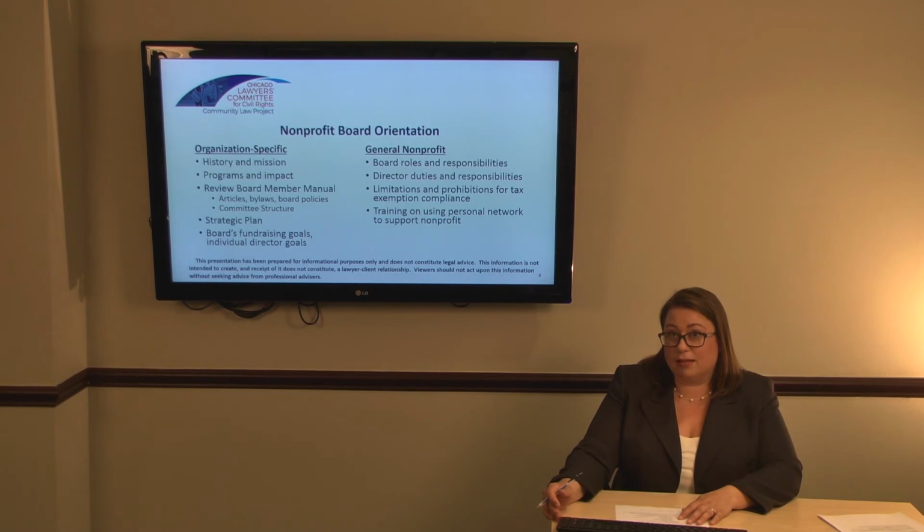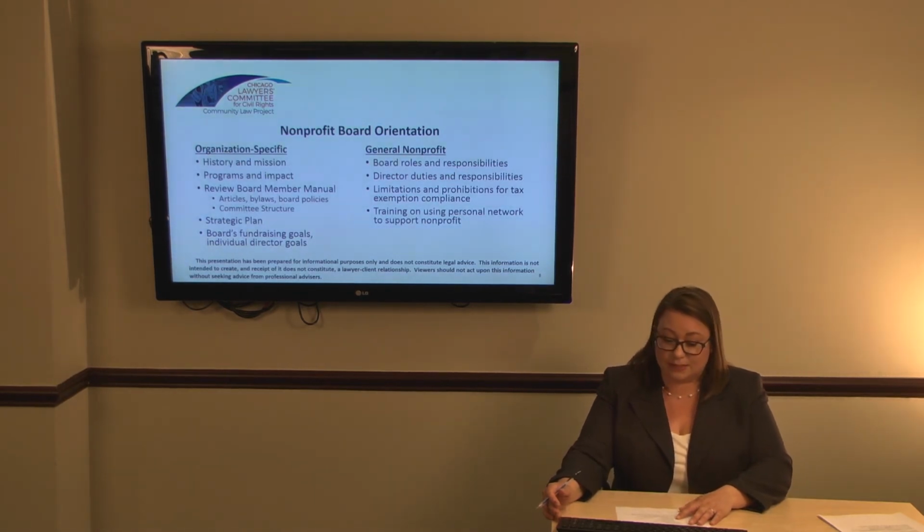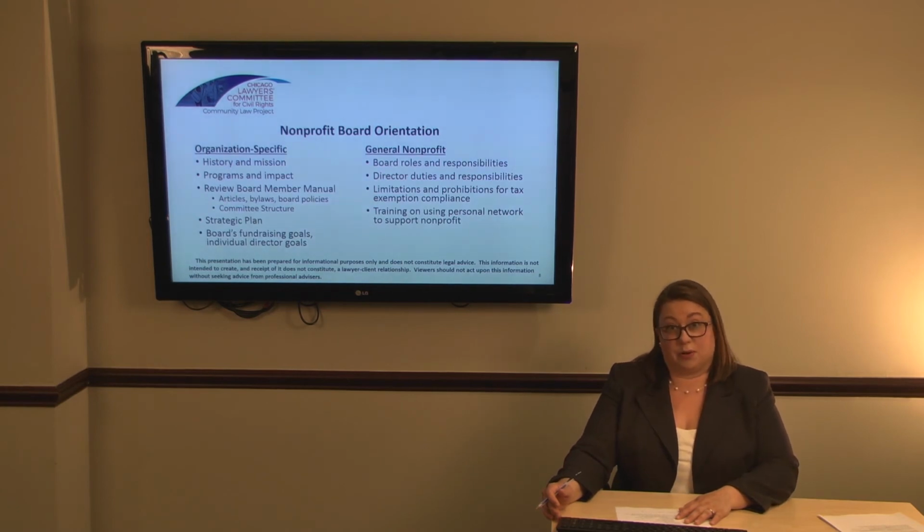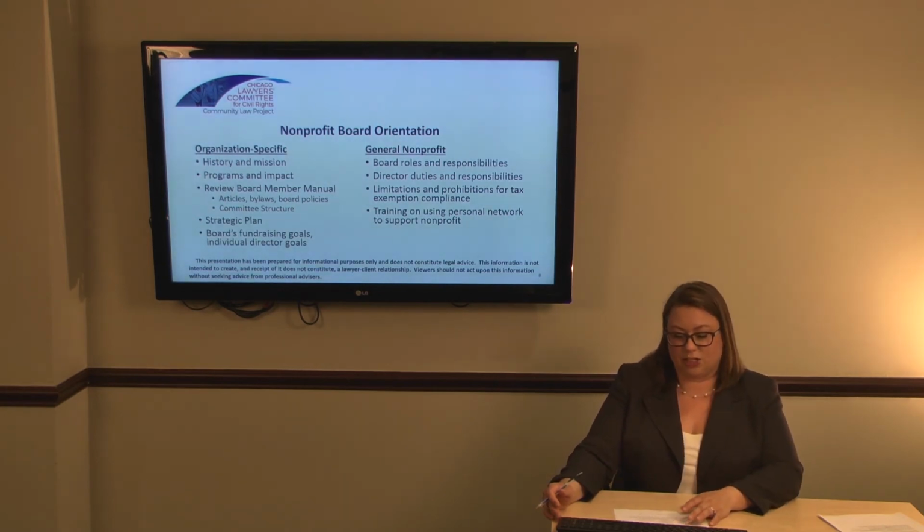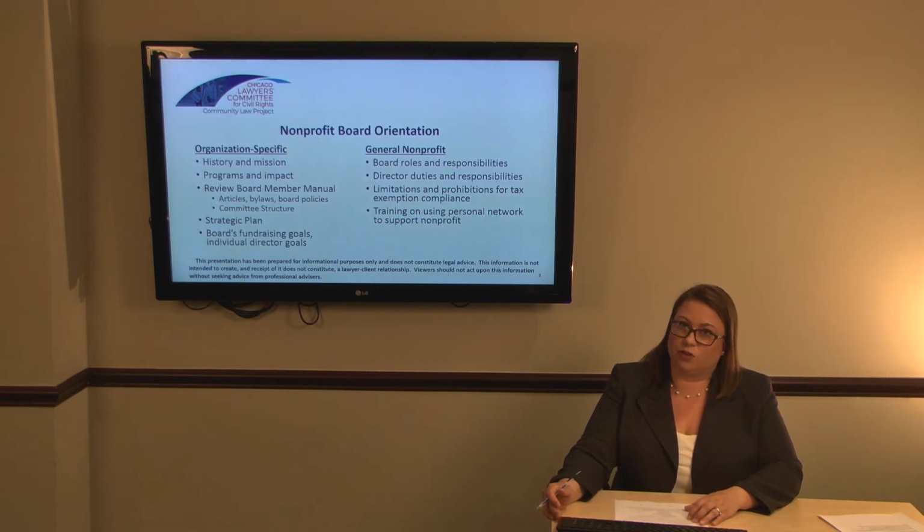There may be other policies like expense reimbursement, executive compensation, or gift acceptance policies. There may also be compliance policies such as document retention and whistleblower, and you should go through each of these policies and what it means. There may be other organization-specific information that you should cover during this orientation.